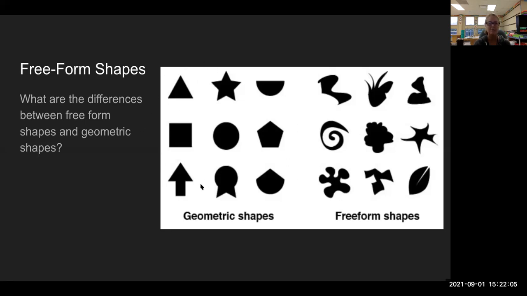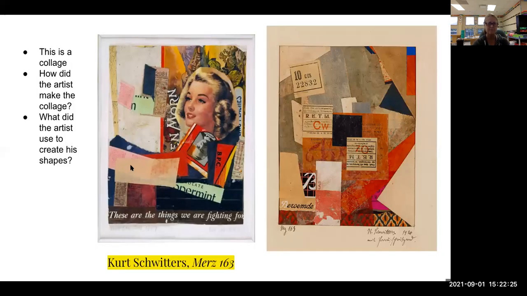For example, here is a better description of that, where we have our geometric shapes here, which are shapes that have names, or shapes like this arrow, for example, which is a triangle and a rectangle put together to make this geometric shape. All of these ones, there are no names for them. So you can see the shape of a leaf, but there's no particular name for that, or a blob and such.